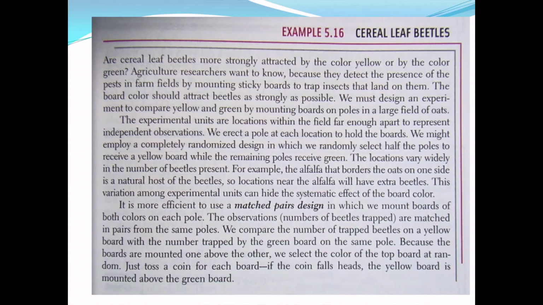So what you want to do then is flip a coin to figure out which color goes on top and which color goes on the bottom. So if you flip a coin and it's heads, let's just say that makes the yellow go on the top. All right? So you see, the poles are the individuals, and the two boards on it, the two different colors, are effectively the treatments. Okay? So that's how matched pairs works. Between the Coke Pepsi thing and the cereal leaf, hopefully you're good to go with it. There may be other examples in your book if you need to read them.